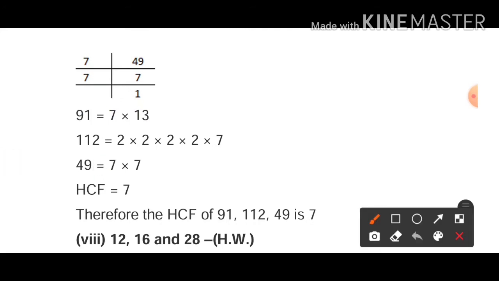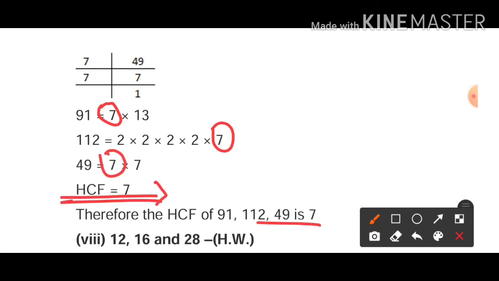Now you have to see the common factor. Here you can see the common factor which is in all the three numbers is only 7. So highest common factor of 91, 112 and 49 is 7. And 8th one, 12, 16 and 21, this is your homework.